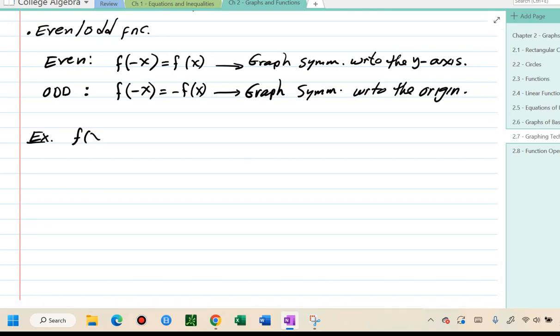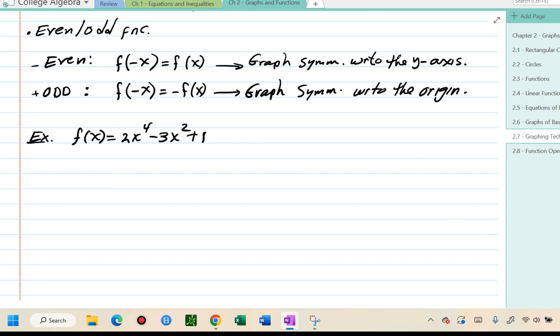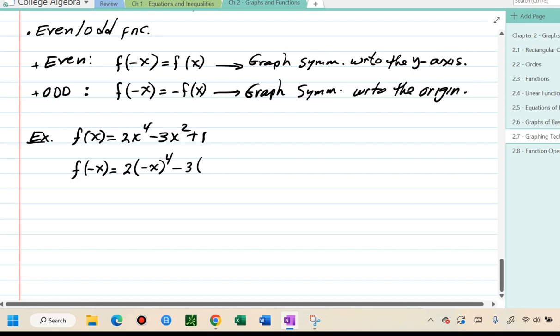For example, let's say my f of x is 2x to the 4th minus 3x squared plus 1, something like this one. You want to decide whether this function is even or odd. So what I'm going to do is change x to negative x, and let's see what happens. 2 times negative x to the 4th, minus 3 times negative x squared, plus 1.